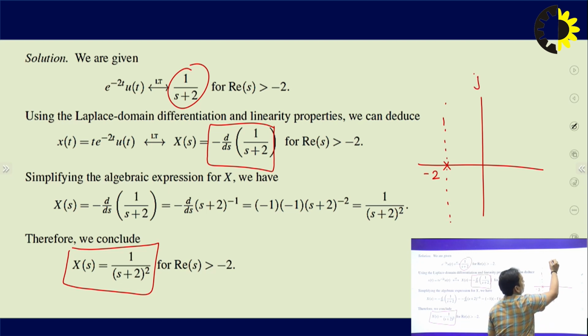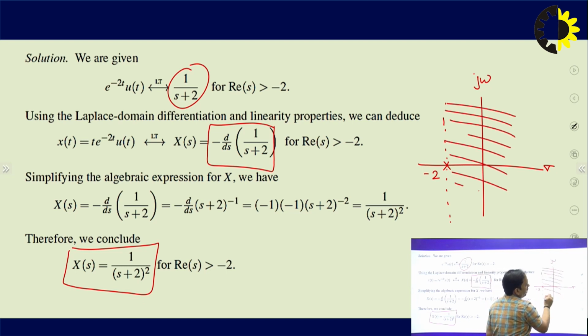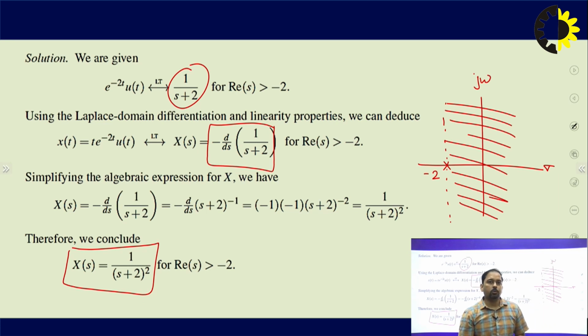Like this. So the ROC is basically greater than minus 2 because we are already aware that x(t) is a right-sided signal. So definitely the ROC is to the right of the rightmost pole but does not contain any pole. So these are the properties which we have used in this particular numerical.